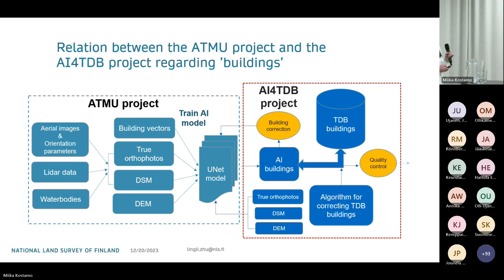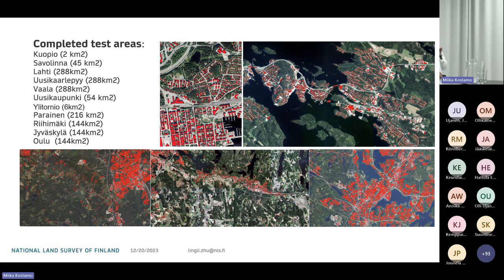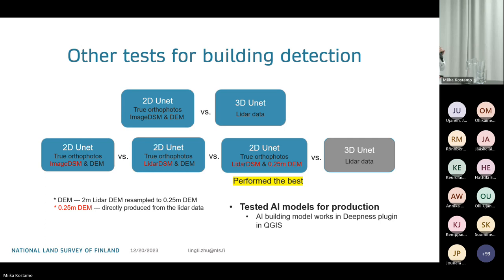So this is an overview of the test areas that we have done during this year. 11 areas have been tested, and most of the results have been delivered to our mapping team to get feedback and to improve our algorithm. And besides those building corrections, we also made a lot of testing during this year for the building detection. As Emilia Hadula presented about the test results, here is the overview of the tests that we have done.